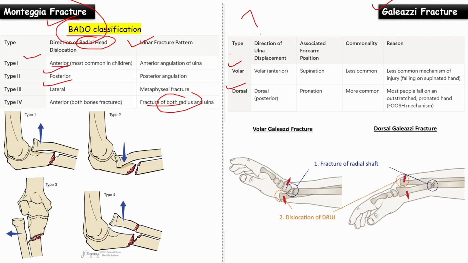So next let's talk about the Galeazzi fracture. As I have already said, it is of 2 types: one is volar displacement, the other is dorsal displacement. In case of supination, the ulnar piece is displaced anteriorly, on the volar side, and in case of pronation, it is displaced dorsally. The dorsal one is more common than the supination one, because when the person is falling down, the mechanism is a fall on an outstretched hand. So when he falls with his hand pronated, that's when the dorsal displacement happens.